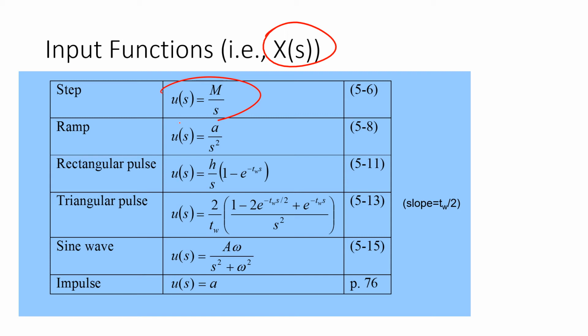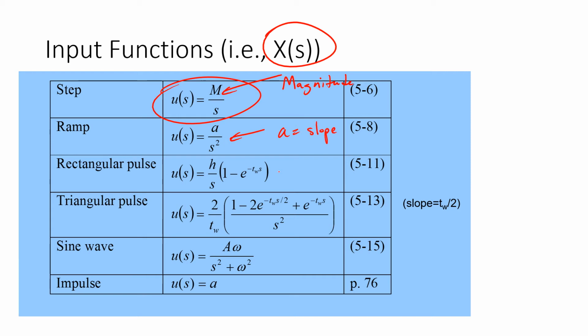This is probably the most common one, which is a step, and the m is just the magnitude of that step. So how big is that step? If it's a step of 2, it would be 2 divided by s, for example. Okay, we have another one, which is a ramp. The a is equal to the slope of that ramp.